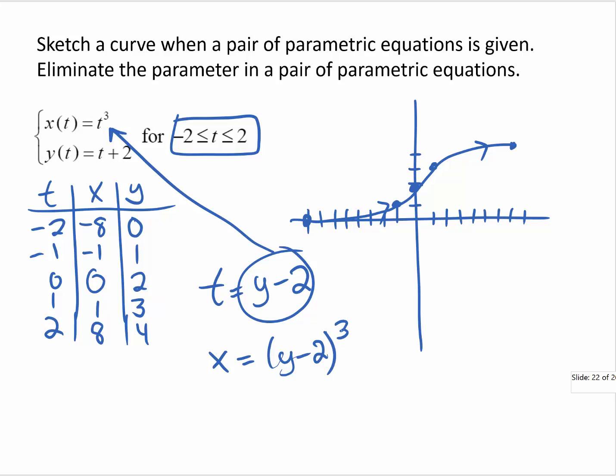And that is what we're seeing, and if you don't quite see it, we could always take the cube root of both sides, and then once I get rid of the cube root, I'm going to move the 2 over. So this tells me it would be a cube root graph shifted up 2, and that's exactly what I'm seeing, but we would only have a piece of that graph because of our restriction on our parameter.